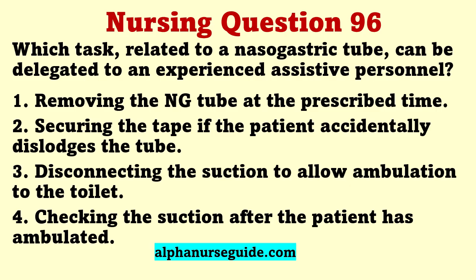The correct answer is 3. Disconnecting the suction to allow ambulation to the toilet. Rationale: disconnecting the tube from suction is an appropriate task to delegate, but the nurse must give specific instructions or verify that the AP knows how to do this task. Suction should be reconnected by the nurse so that correct pressure is checked. If the AP is permitted to reconnect the tube, the nurse is still responsible for checking that the pressure setting is correct. During removal of the tube, there is a potential for aspiration, so the nurse should perform this task. If the tube is dislodged, the nurse should recheck placement before it is secured.